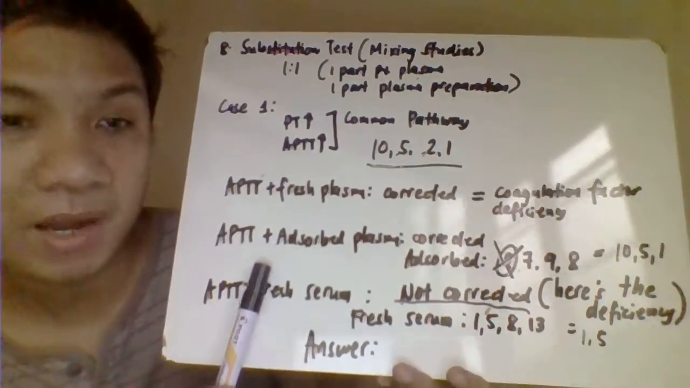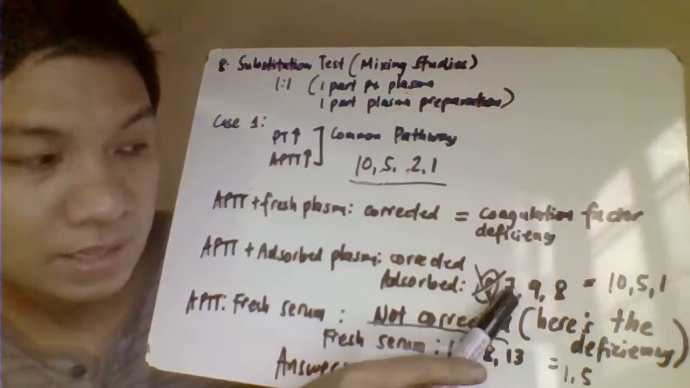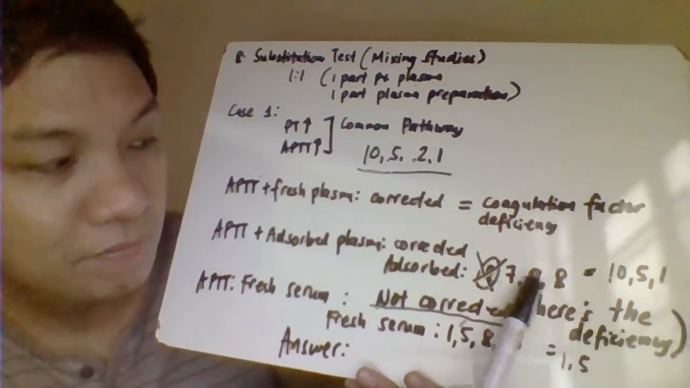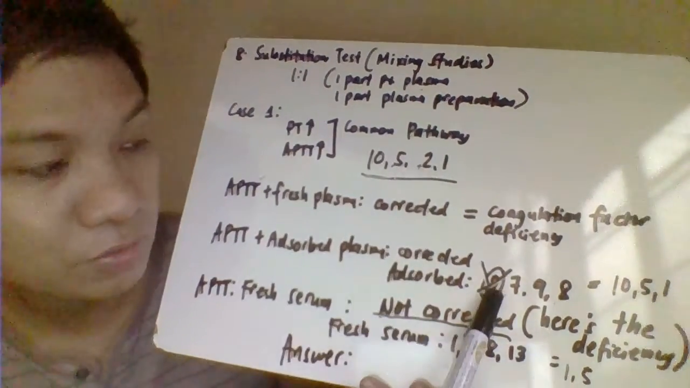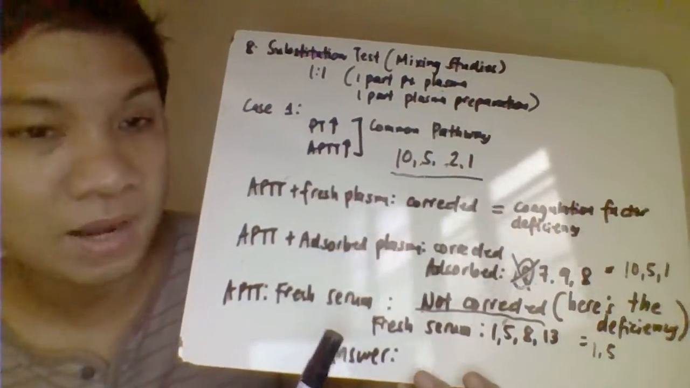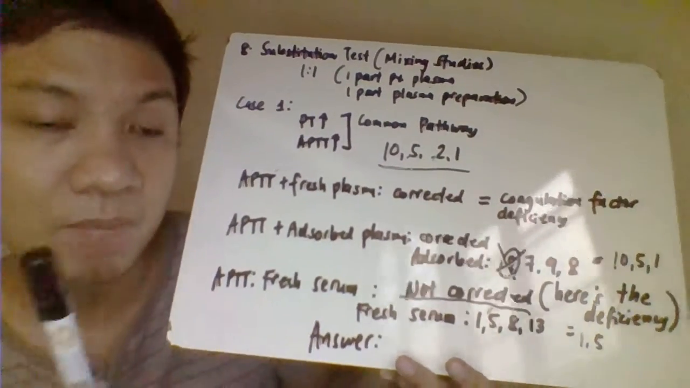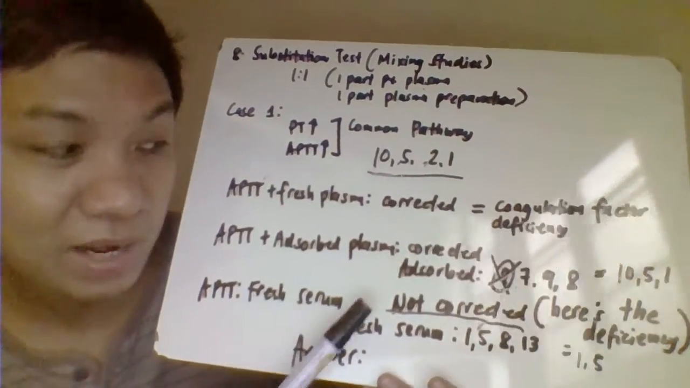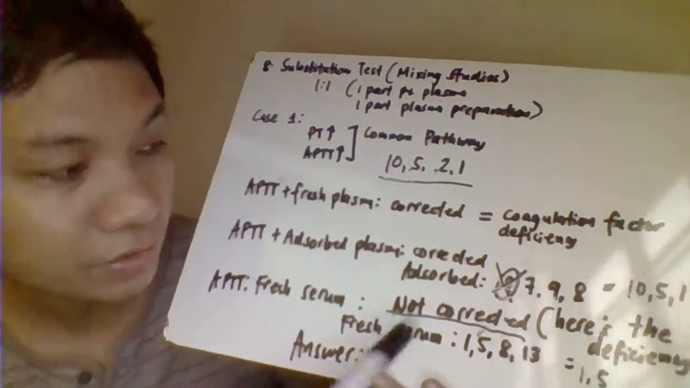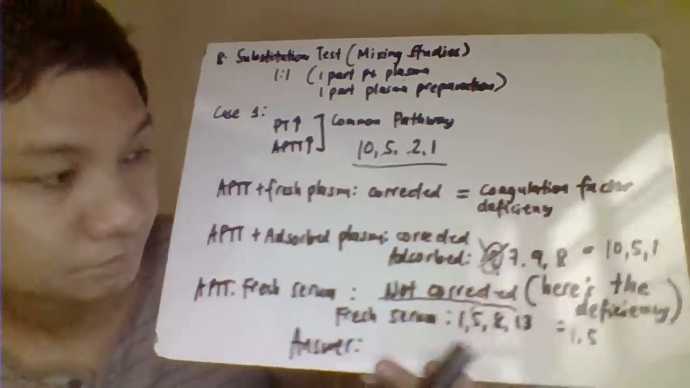APTT plus adsorbed plasma, corrected. Our adsorbed plasma does not have factor 2, 7, okay, 9, 8. So, what is common here? 2, 7, 9, 8. So we have factor 2 here, we have factor 2 here also. So, since this adsorbed plasma does not have factor 2, 7, 9, 8 and it was corrected, it means that is not our problem. Why was it corrected? It does not have these, right? So, it means that is not the deficiency we are looking for. You cross out this one, and what remains is your 10, 5, 2, 1.